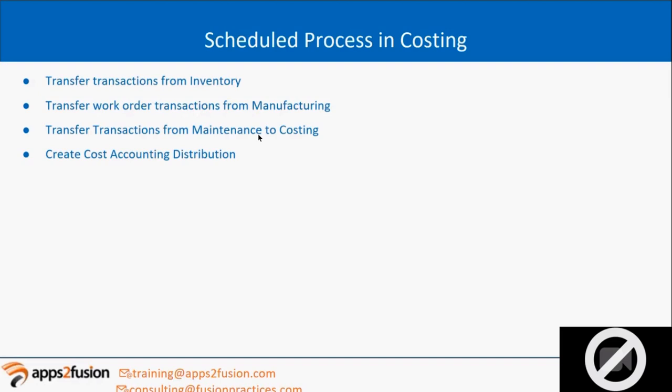And then you have your run controls. That all is very similar to how it is done in EBS. You have your run controls and you have your create accounting distributions. So typically my question is, do you see the distributions in the cost org or in the inventory org?